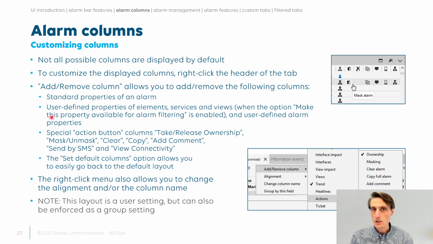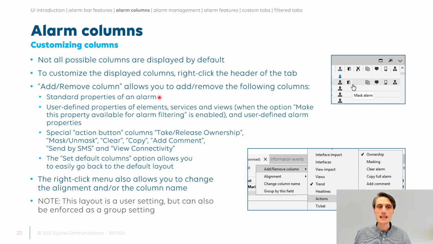Now, those are some columns that we have by default that I wanted to highlight, but you can of course change the order, but also which columns are being shown. To do so, you need to right click on any of the headers of your columns. In the right click menu, you will find the add and remove column option, and it will give you a sub menu with all the possible fields that are available for the alarms. And there are quite a lot of them.